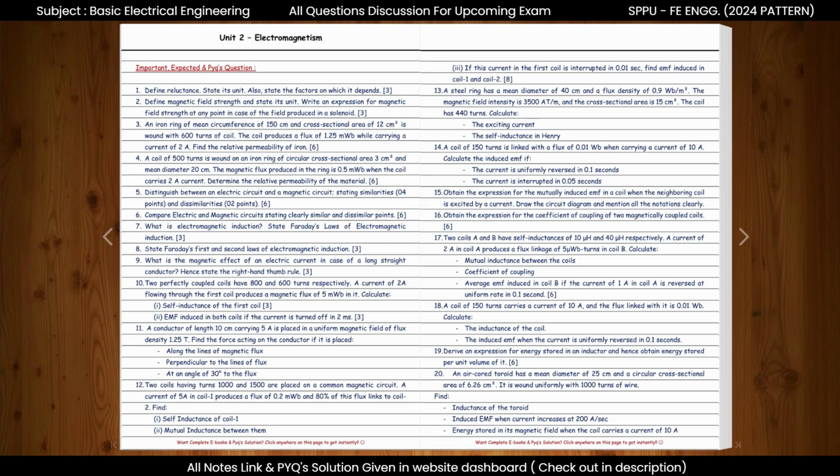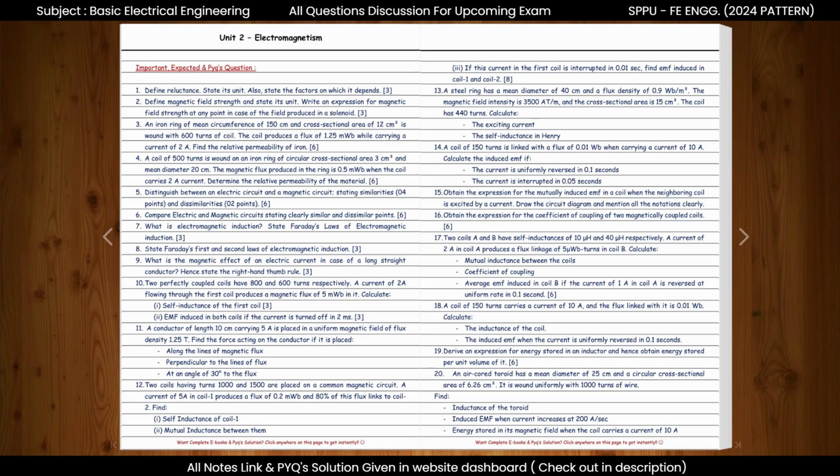From this topic, we can expect questions such as, a coil of 500 turns is wound on an iron ring of circular cross-sectional area of 3 square centimeters and mean diameter 20 centimeters. The magnetic flux is 0.5 milliweber when the coil carries 2 amperes current. Determine the relative permeability of the material. This problem also follows the same steps of finding flux density and field strength, and then using the formula for relative permeability.